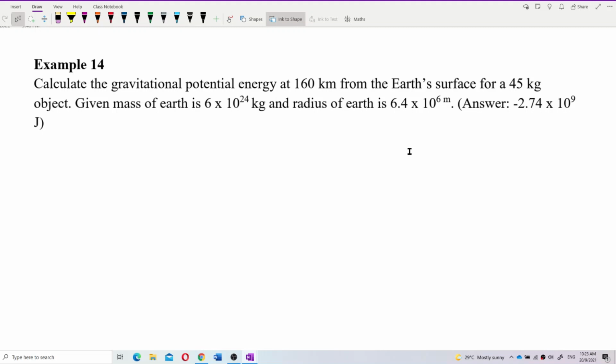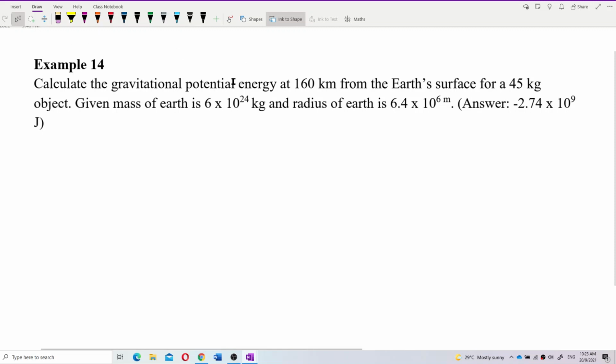Okay, now look at this question. Calculate the gravitational potential energy at 160 kilometers from the Earth's surface, for a 45 kilogram object. Given the mass of Earth and also the radius of Earth.